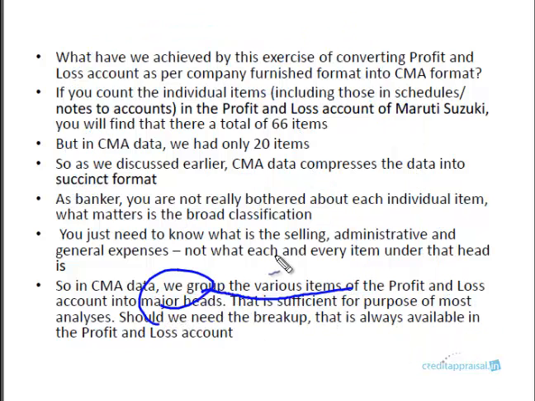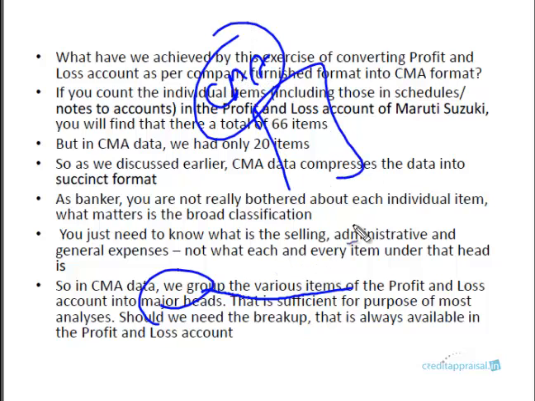Now, once we have the CMA data, as a banker, you can easily analyze this. This analysis we will take up in the subsequent chapter, but the starting point for analysis is the CMA data. You can't take a P&L account and start analyzing it, because P&L data is split into many individual items which are difficult to keep track of. As a banker, you are interested only in the major heads. These major heads are provided in the CMA data. The individual breakup you are really not worried about.